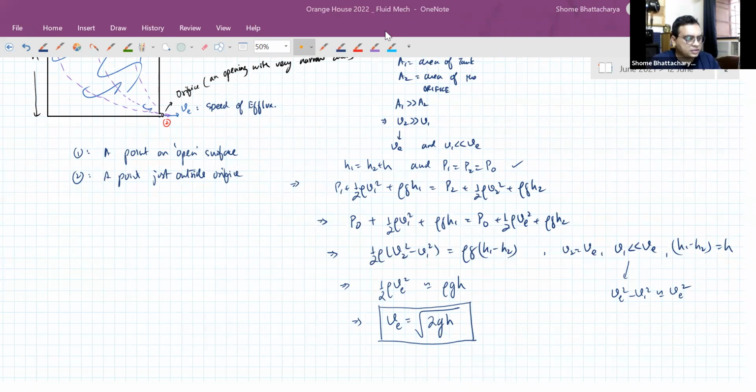Yes, this is a standard formula that you have to remember. This is equal to P naught, okay? Just to answer your question, Varun, P1 is equal to P2 equal to P naught, because they are both open points, exposed to atmospheric conditions. So it's equal to P naught, atmospheric pressure. So this is the standard formula that you should remember.